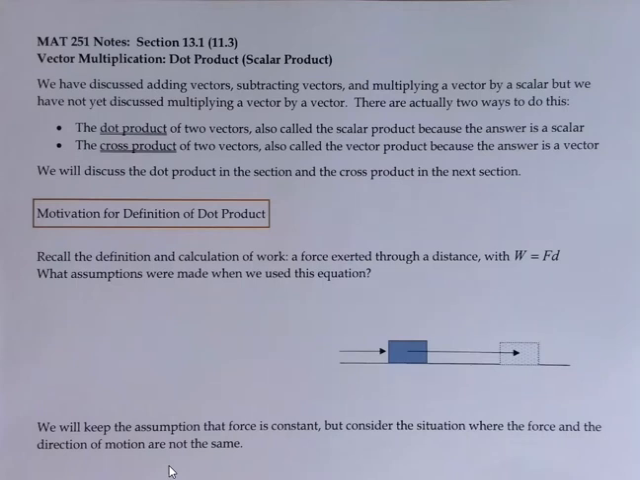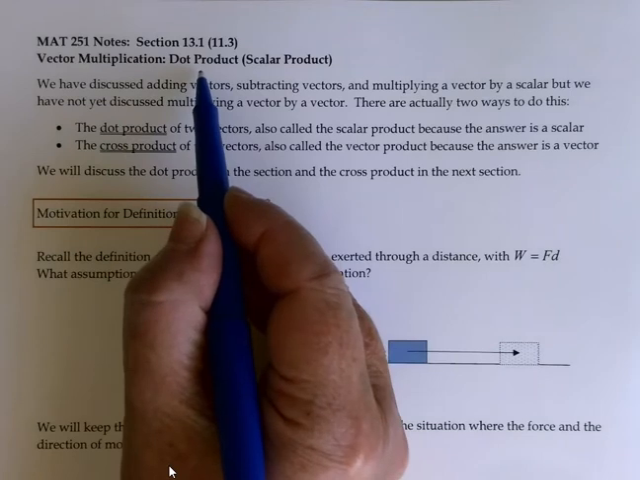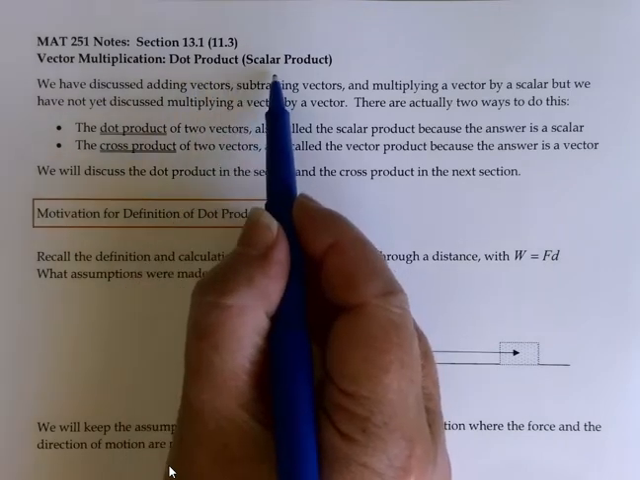This is Math 251, section 11.3. We're going to be looking at multiplying two vectors together, both in this section and also in the next one. There are two ways to multiply vectors. The first one is called the dot product, sometimes called the scalar product.